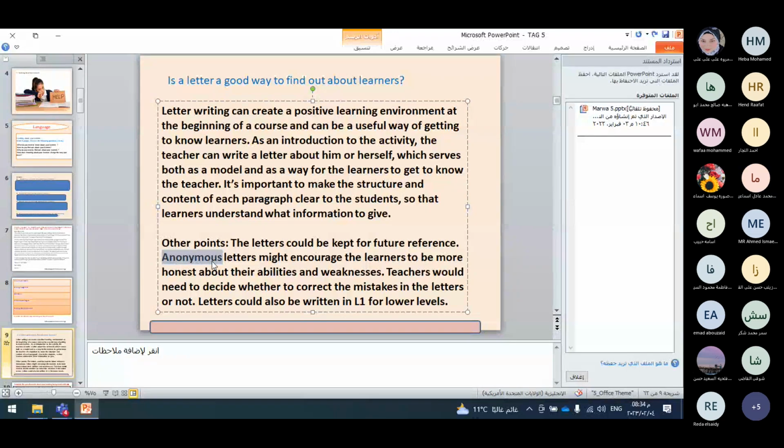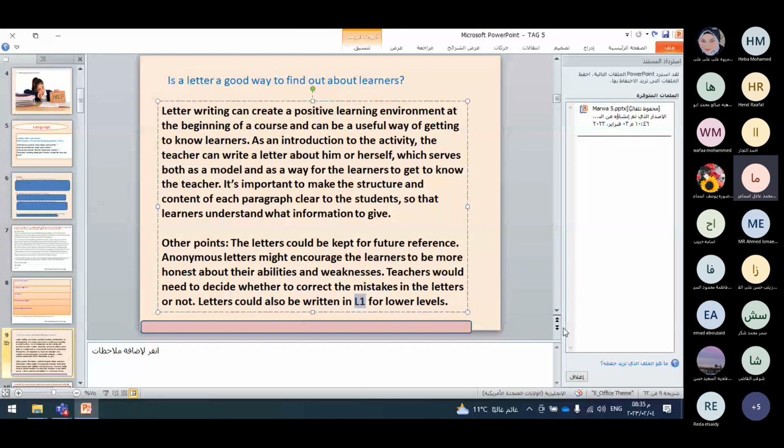Okay, now one more idea here. What if they couldn't express their abilities and needs and everything, they couldn't write? Could they write the letter in Arabic, in L1? Look at this word, L1. What does it mean? First language. Excellent.